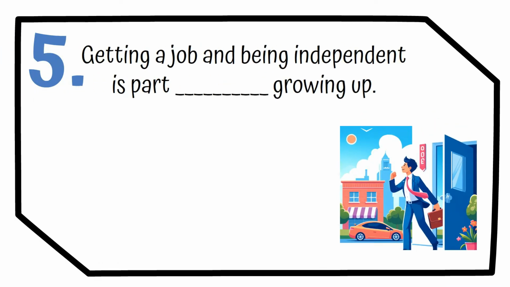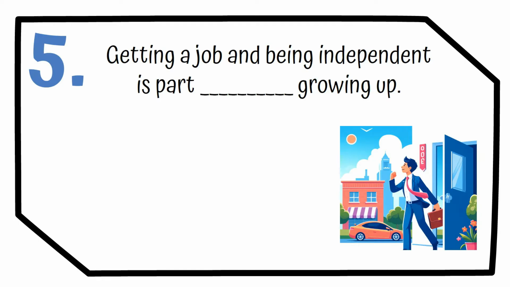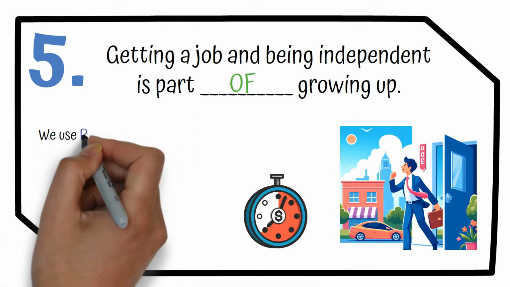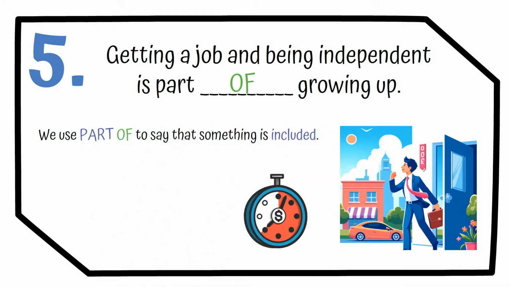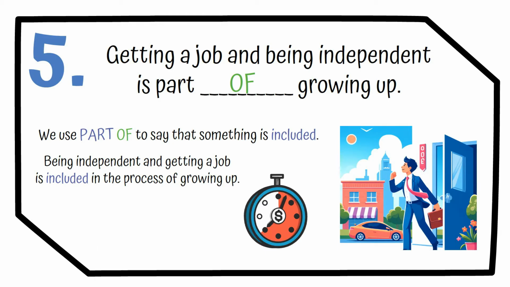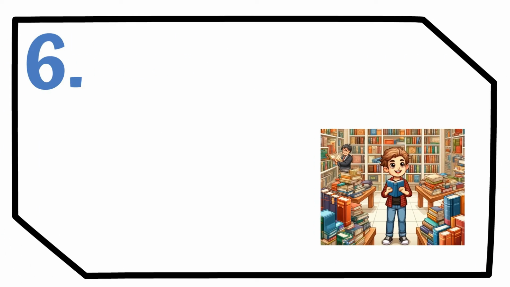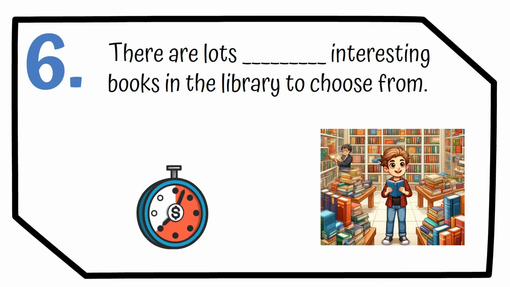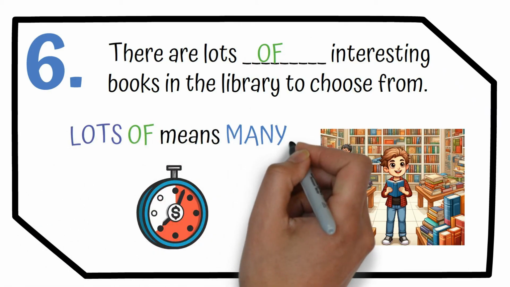Number 5. Do you know the correct answer? The correct answer here is of. We use part of to say that something is included. For example, being independent and getting a job is included in the process of growing up. Number 6. This one is quite easy. The correct answer here is of. Lots of means many.